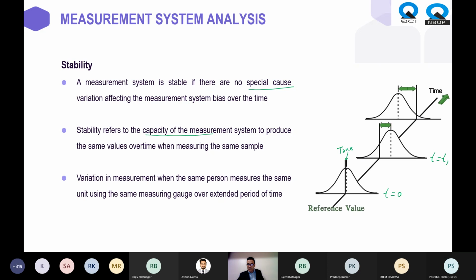I know the dimension is 10 centimeter. Its length is 10 centimeter. So when at t equal to t1 this data has been captured, this gap, the bias, has increased. So over a period of time, my system is not showing me stability conditions. And again, when I go to time equal to t2, which is greater than t1, I see this gap has further increased. So I am breaching stability. With this figure I can see that, so I need to control it. MSA helps me in controlling these elements.